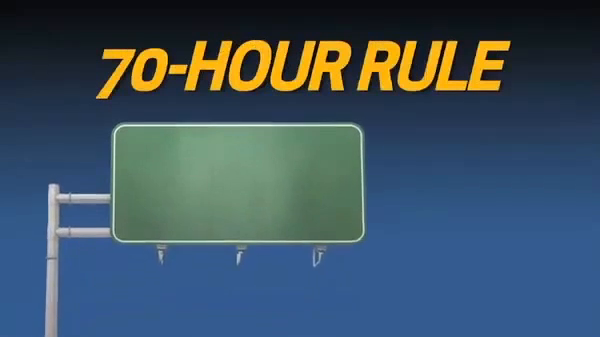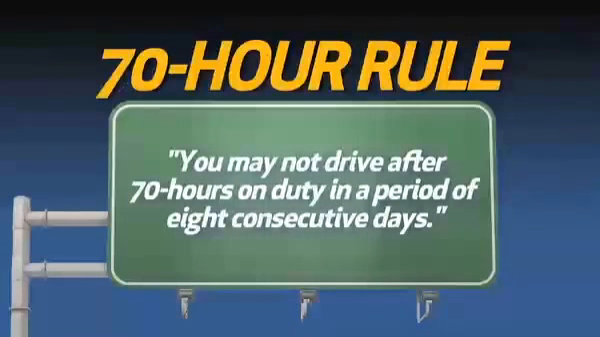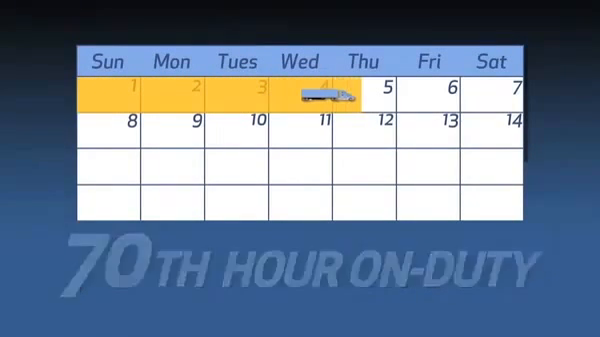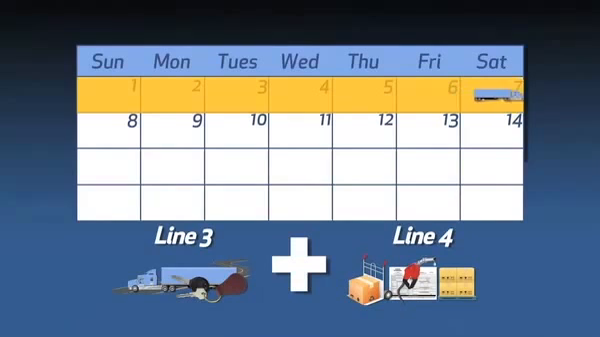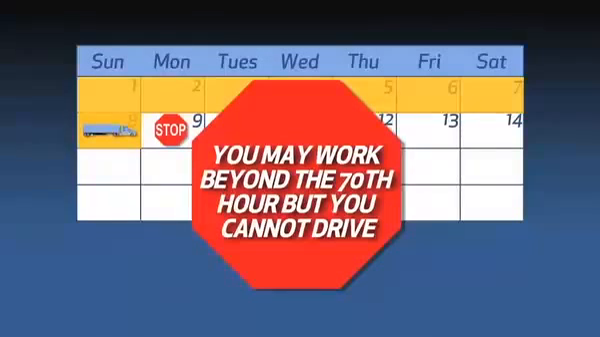The final rule is the 70-hour rule. This states that you may not drive after 70 hours on duty in a period of 8 consecutive days. What this means is once you reach the 70th hour of on-duty time, which includes Line 3 and Line 4 time within an 8-day period, you cannot drive until you take a break. You may work beyond the 70th hour, but you cannot drive.